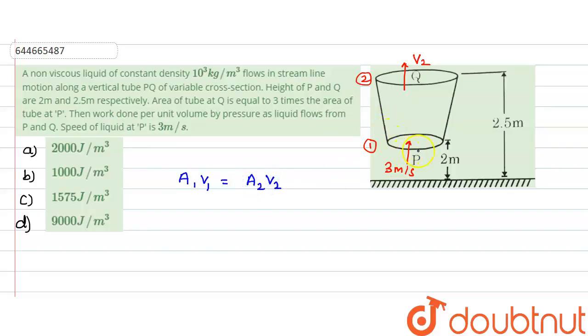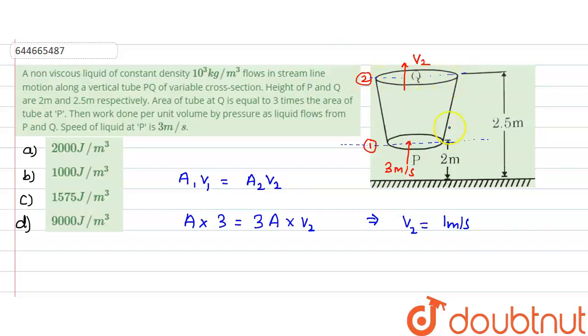Now if the area here is A at cross section 1, the velocity is 3. What is the area A2 here? The area of Q is given as 3 times this area, into velocity V2. So straight away, the V2 value turns out to be 1 meter per second. Now if we choose a datum level here, there would be some potential energy and kinetic energy at level 1, and some potential energy and kinetic energy at level 2.